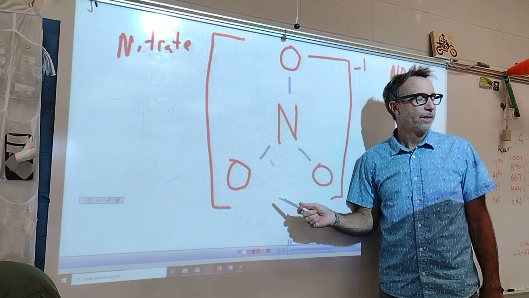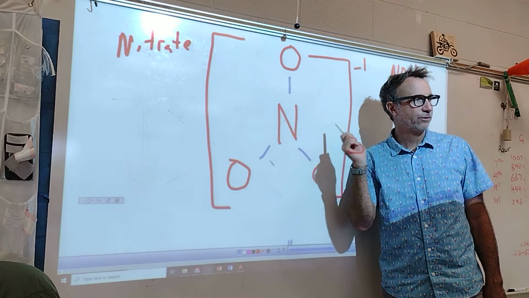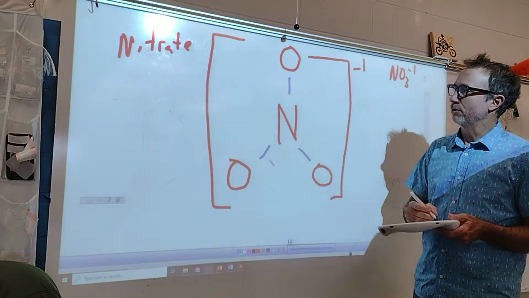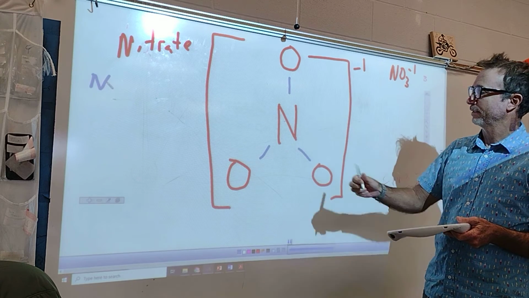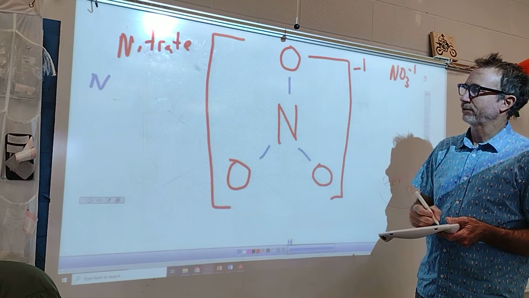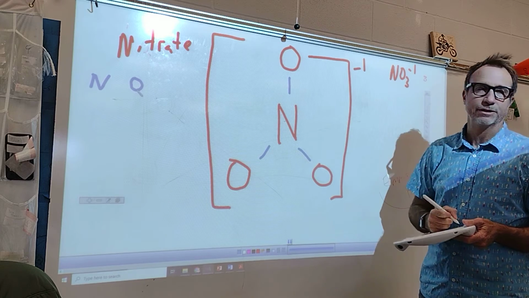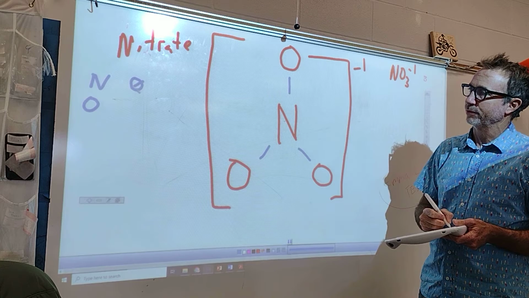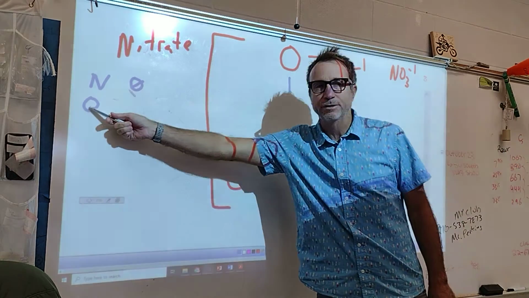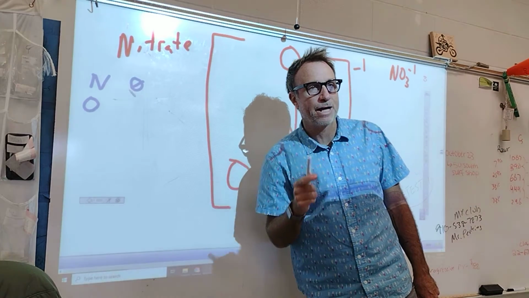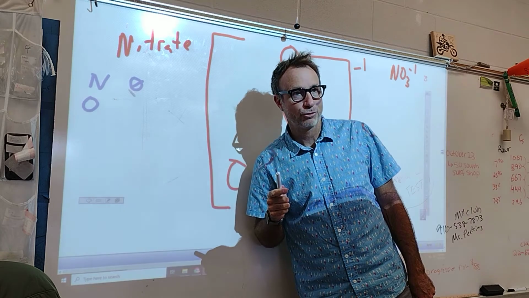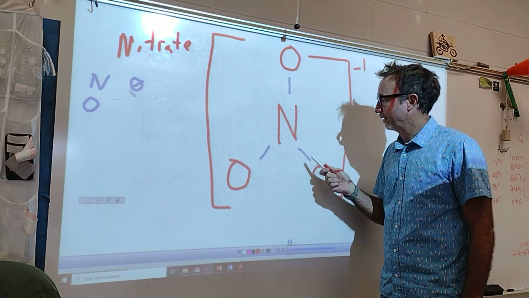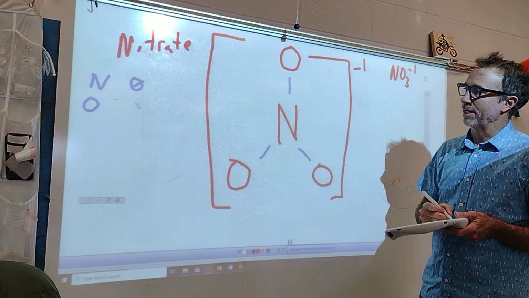How many lines does nitrogen want to have, Caroline? 3. So nitrogen has 3 right here, doesn't it? 1, 2, 3. So nitrogen we would say is at 0. How about oxygen? How many lines does every oxygen want to have? 2. But we're missing one. There, there, and there. So oxygen is at -1 each, and the total is -3.